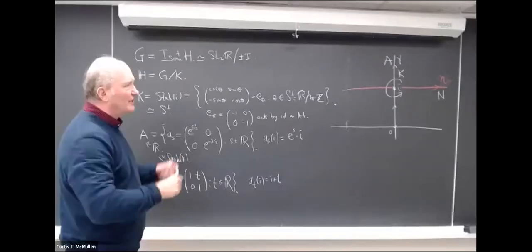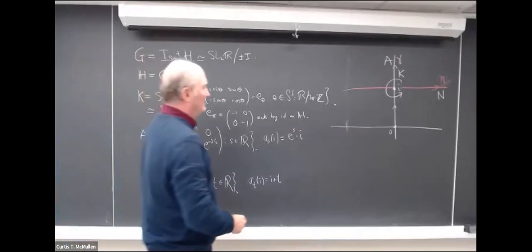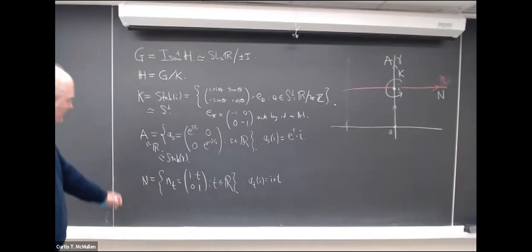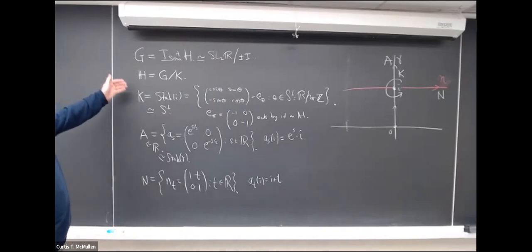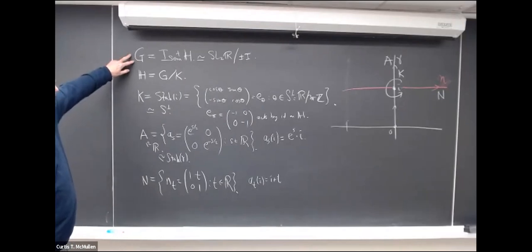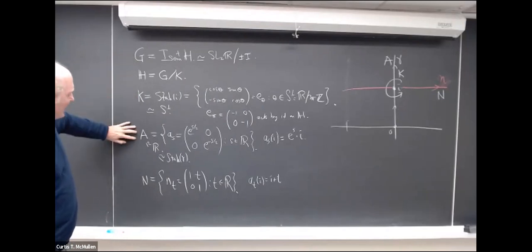Is it a horocycle? Yeah, that's right. So this is, so to speak, the circle of infinite radius. Okay, so now it's an easy fact that every one parameter subgroup of G is conjugate to either K, A, or N.